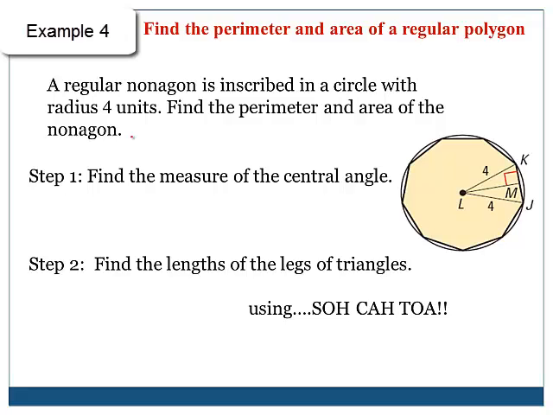Okay, so it says find the perimeter and the area of the regular polygon. So it says a regular nonagon is inscribed in a circle with radius of 4 units.